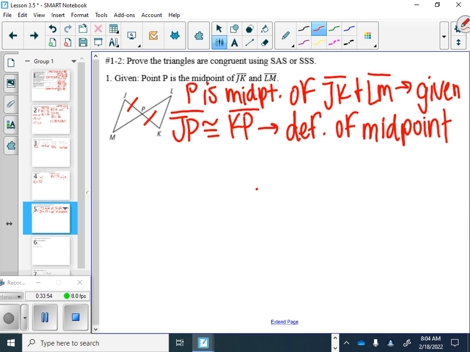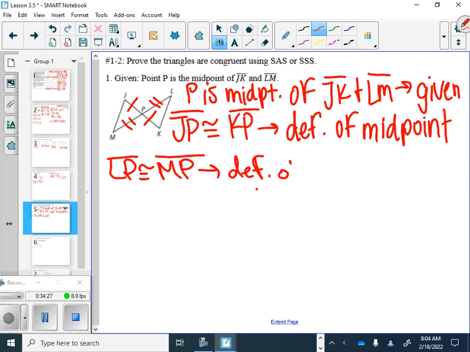Alright, let's keep going with that given statement. We talked about point P is the midpoint of JK. Point P is also the midpoint of LM. What is that telling me? LP and MP are the same. Good. Point P is the midpoint of this part, so those are going to be congruent to each other because point P is cutting that in half. So LP and MP are congruent to each other, once again by the definition of midpoint. Alright, I've got two sides. Awesome. We're getting somewhere.